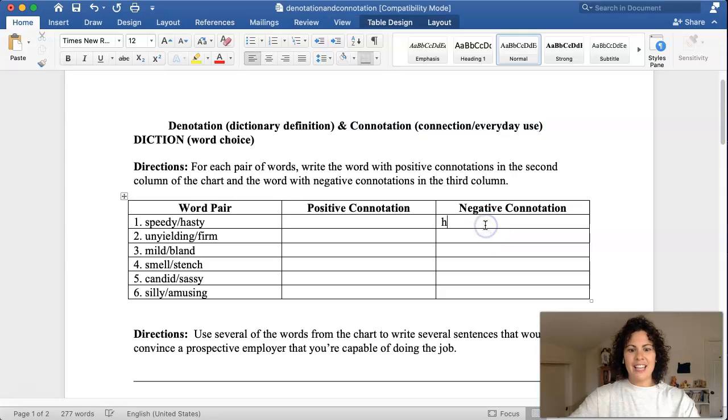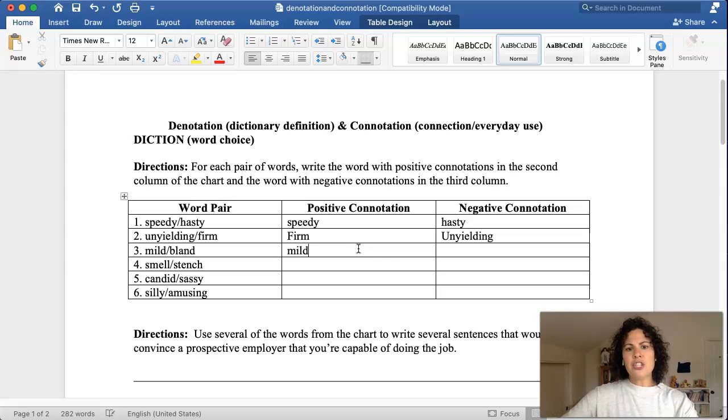Hasty is kind of negative, so we put that over here, where speedy is like, oh, they're really speedy with their work, they get it done really quickly. Yeah, right? So positive would be doing something like, oh, they're firm, right? They're firm in their beliefs. Sorry, my typing is always horrific. But to say someone is unyielding, that means that they're kind of like stubborn, which is another kind of negative word. Then think about mild or bland, right?